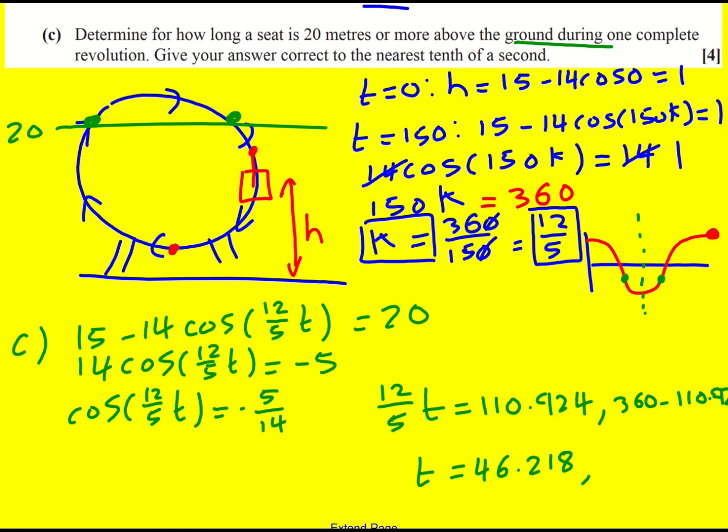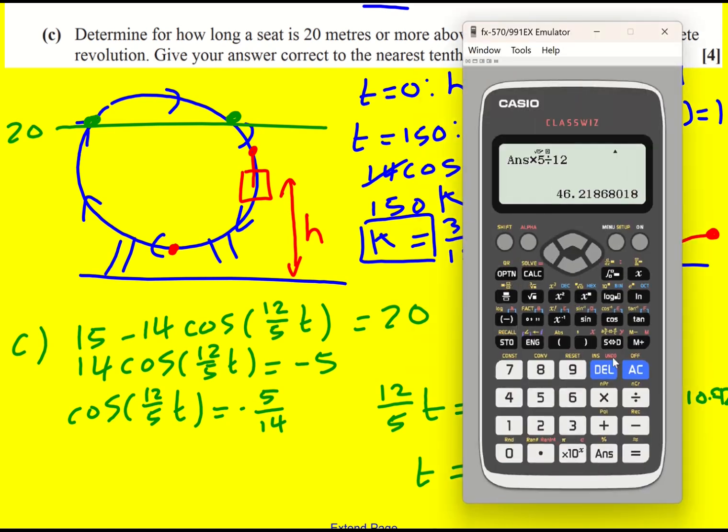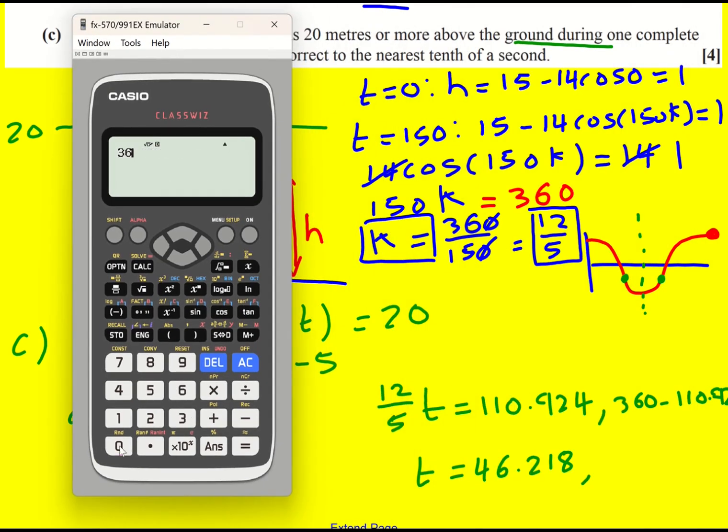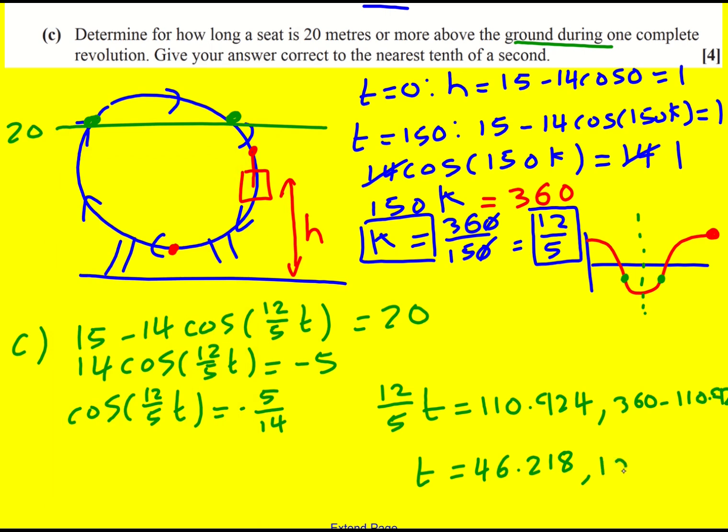And then my other one, so I'm just getting back to that 110. Right, now I'm going to do 360 minus it. I'm going to try and use my exact answer. I could have stored it in my memory, to be fair. But anyway, that is my second solution. Now I'm going to times that by 5 and divide by 12 to give 103.781.